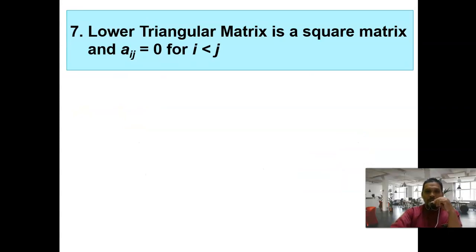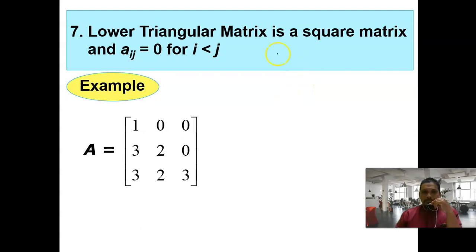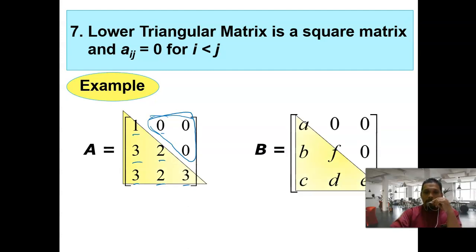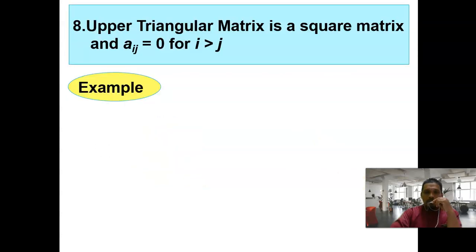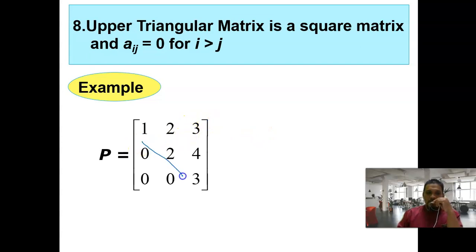A lower triangular matrix is a square matrix where the element a_ij equals 0 for i less than j. This is the position 1,1, then 2,1, 3,1. You can see here there is an upper triangle with zeros, and the rest of the entries are non-zeros. That is the lower triangular matrix. An upper triangular matrix is a square matrix where the lower triangle has entries of 0, and on the top is where all the non-zero elements or numbers are.